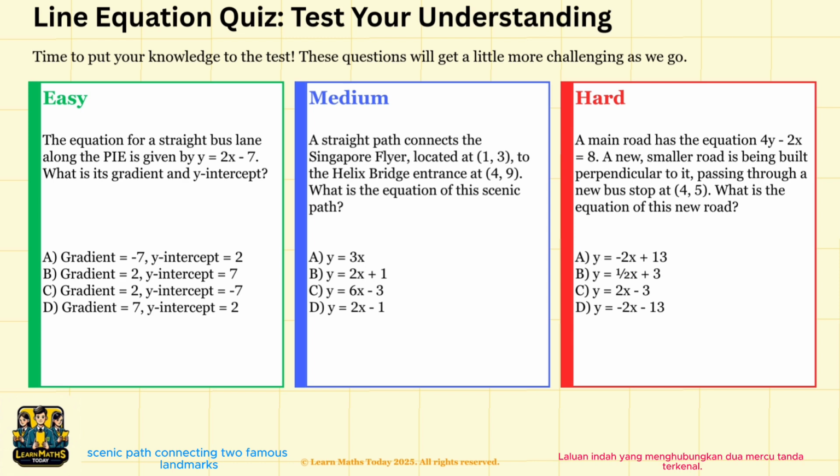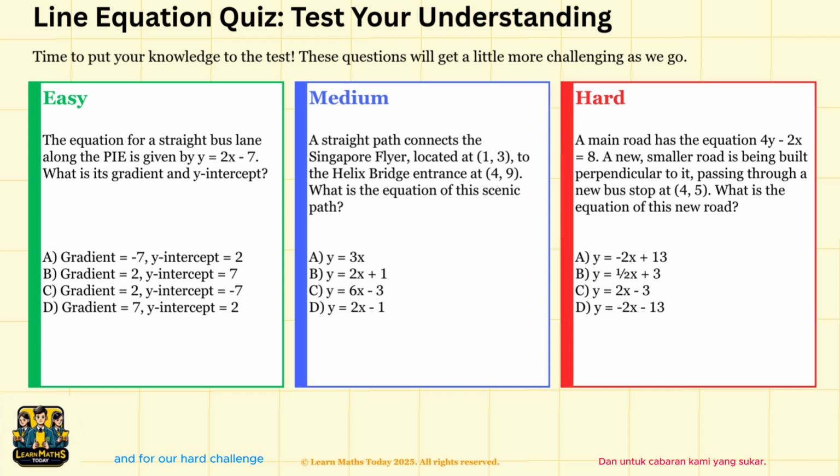Imagine a straight scenic path connecting two famous landmarks. One end is at the Singapore Flyer, located at the coordinates 1, 3, and the other end is at the entrance to the Helix Bridge at 4, 9. What is the equation of this scenic path? Remember the steps we learned to find an equation from 2 points. You can pause the video to think about it.